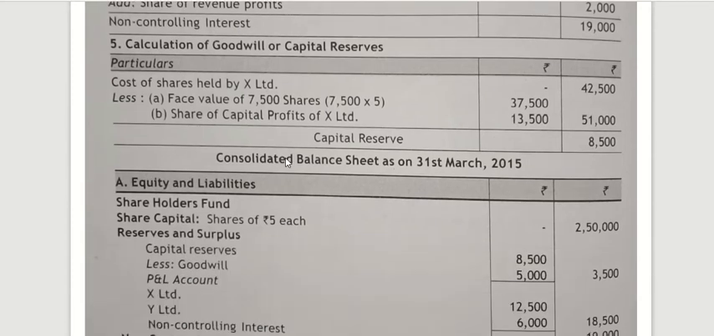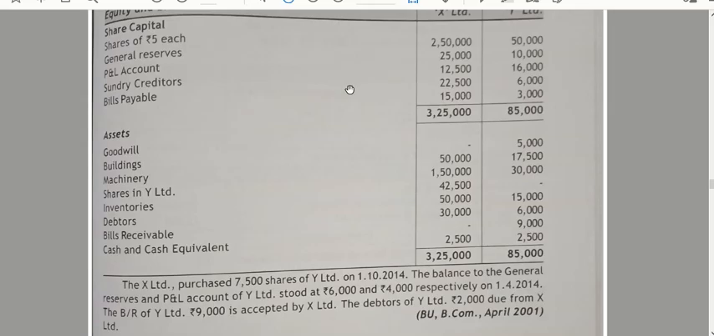Calculation of goodwill or capital reserves. So the cost of shares held by X Limited. If you see in the question, cost of shares held by X Limited.